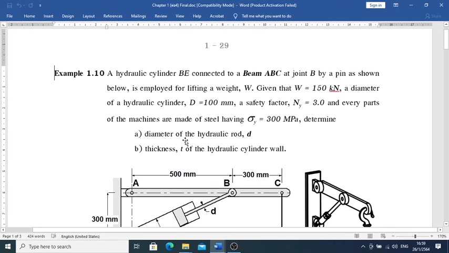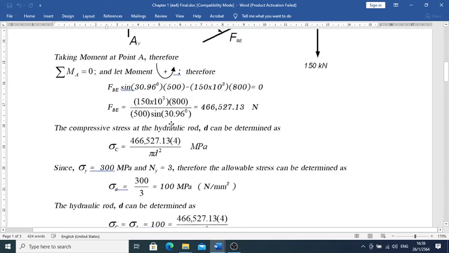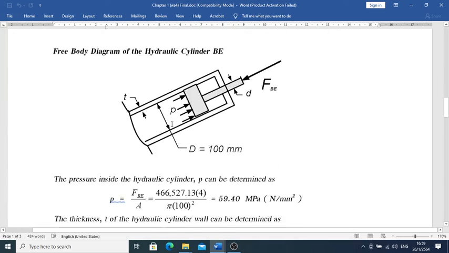Then example 1.10. I used to put this one on an exam maybe 5 years ago. This is a hydraulic beam. I asked for the diameter of the rod here and the thickness of the wall of the cylinder. You may have a look at it. It's pretty straightforward.